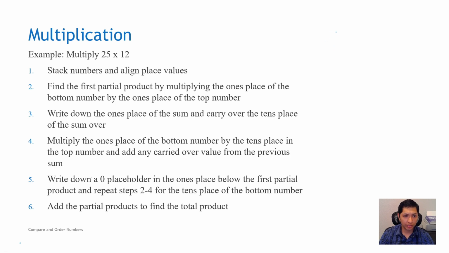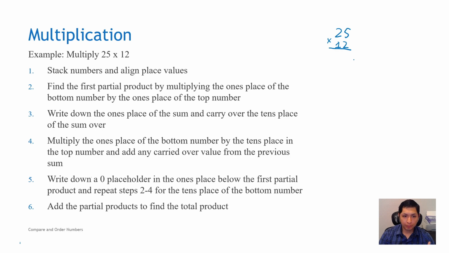So it says multiply 25 by 12. So I'm going to stack the numbers and align the place values. So I'm going to put 25 times 12. And just like addition, you don't have to stack them in the way that it's provided. You can also do 12 times 25 and it will give you the same answer.